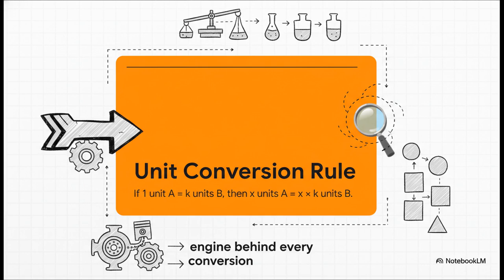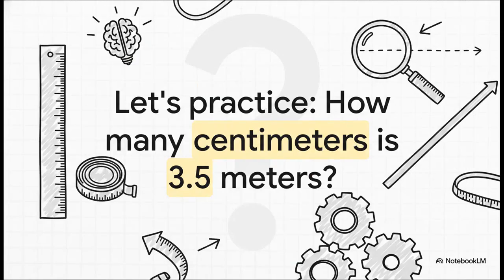So here's the rule that does all the heavy lifting. If one of your big units equals, say, k of your small units, then to convert any amount x, you just multiply x by k. This is the engine behind every single conversion we're going to do. All right, time to put this into action. Here's a classic. Take a second and think about it. How many centimeters are in 3.5 meters?